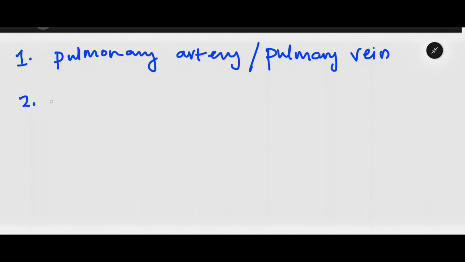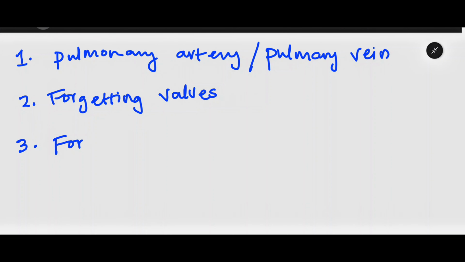Mistake number two is forgetting valves are one way and they stop blood from flowing the other way, and mixing up the names of tricuspid and bicuspid valves. Don't do that. Mistake number three is not learning your formulas. And mistake number four is not mastering gaseous exchange. So master what happens in the alveoli and the capillaries, learn it properly.